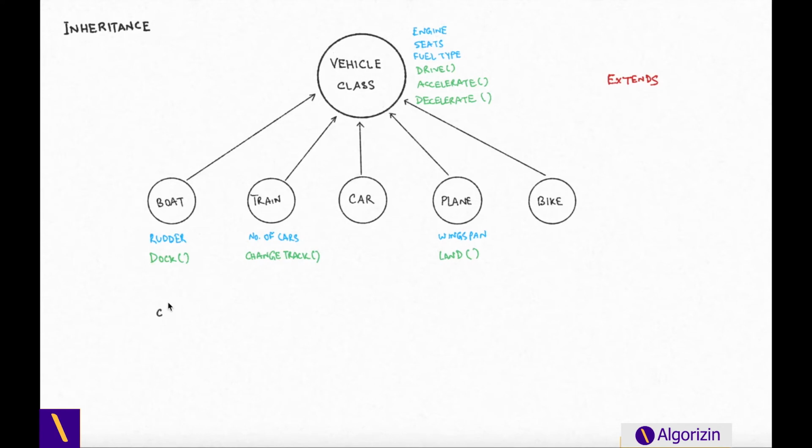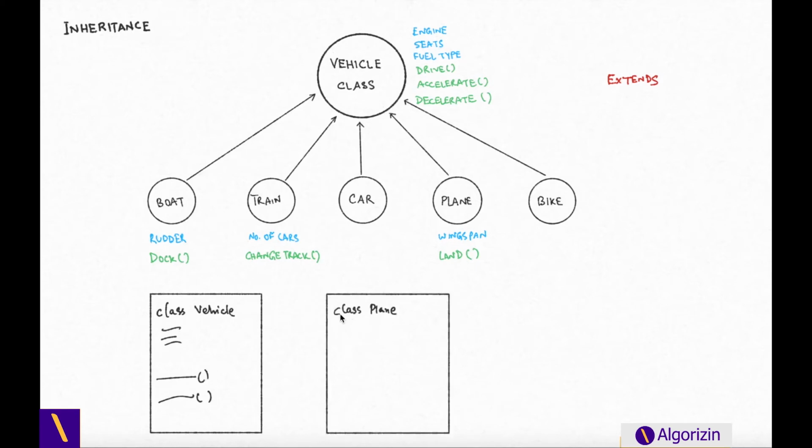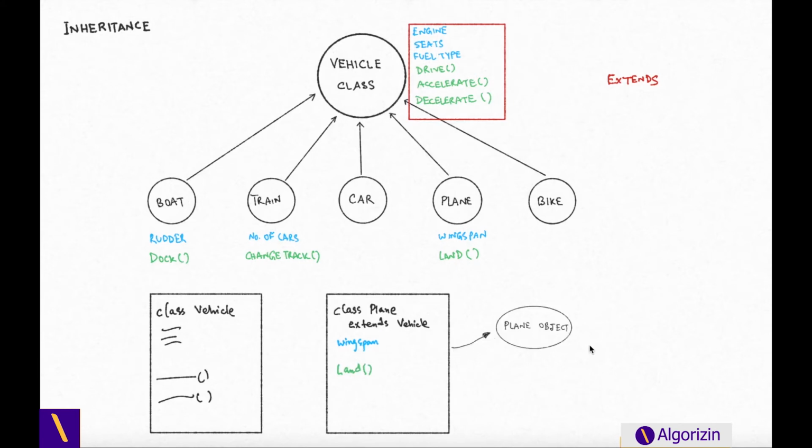So if we have a class vehicle and we define all its attributes and methods here, now if we want to create a plane class, we just say that class plane extends vehicle. And here we define the attributes of a plane and the methods of the plane. And we define all of these here. And so when we create a plane object using the plane class, this object will have all the attributes of vehicles and the plane class. And it will also have all the methods of the vehicle class as well as that of the plane class.